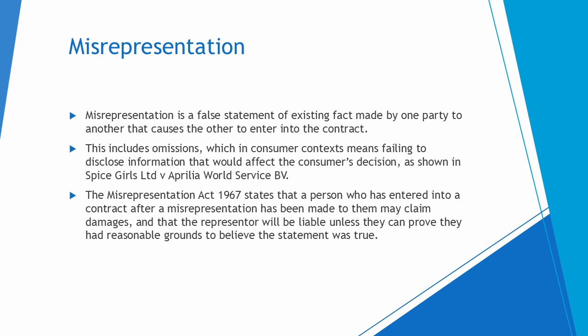The Misrepresentation Act 1967 states that a person who has entered into a contract after a misrepresentation has been made to them may claim damages, and that the representer will be liable unless they can prove they had reasonable grounds to believe the statement was true.